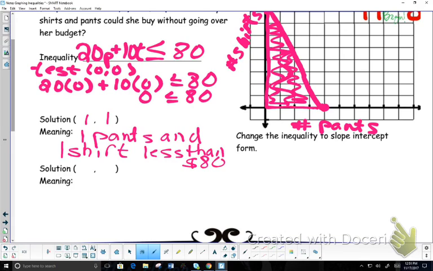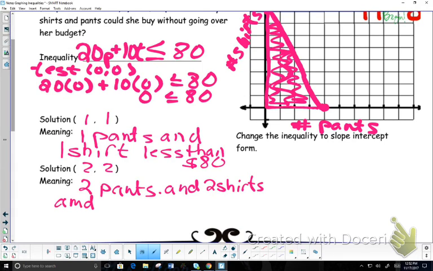What's another solution? (2, 2). I got 2 pairs of pants and 2 shirts, and it's less than $80.